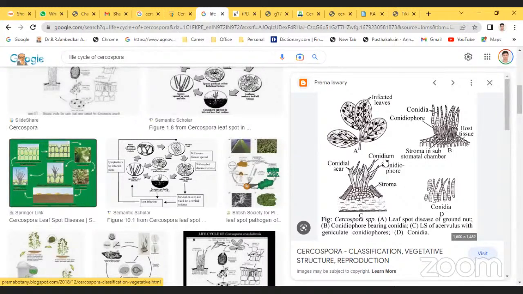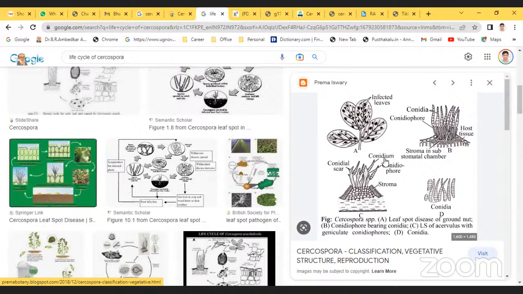The mature hyphae, which are brown in color, aggregate to form a stroma near the stomatal cavity of the leaf. So the conidiophores arise in groups from the stroma. The conidiophores are dark in color, small, unbranched, and generally aseptate. They are thicker than the rest of the hyphae.